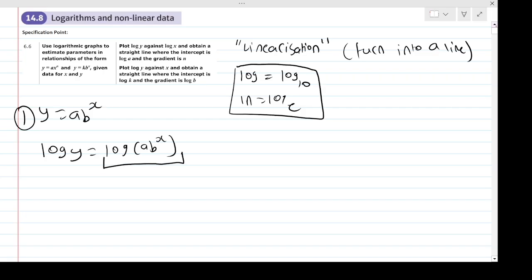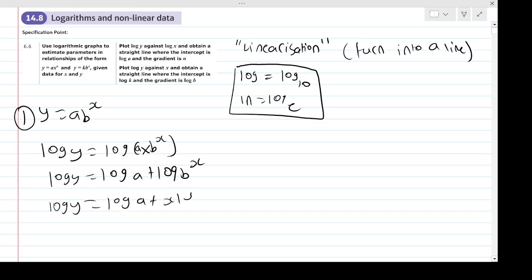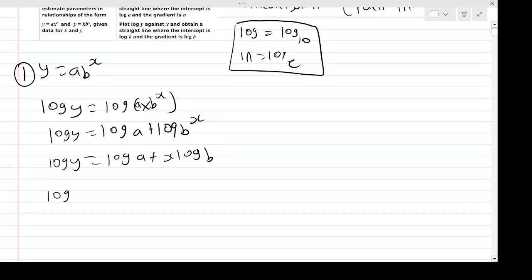Now we can actually simplify log of ab^x using power laws. Firstly, notice I'm basically doing a times b^x. I can remember that I can split up a product in a log into two different logs by adding them. So log a add log of b^x. Then I can move the power x in front. So log y is log a add x log b. Now let me rearrange this slightly: log y is x log b add log a.